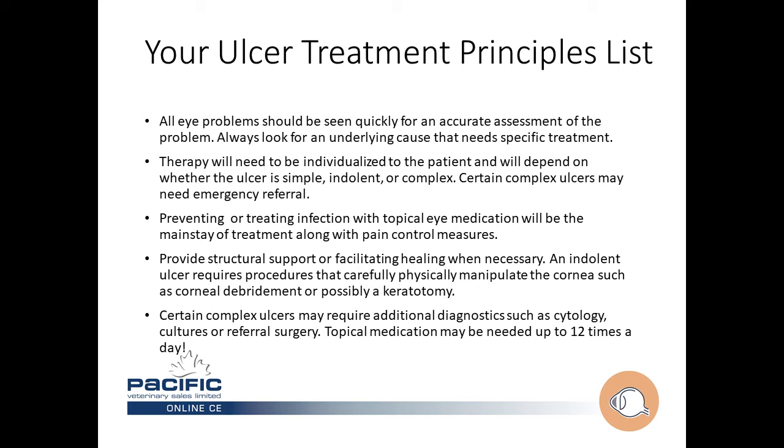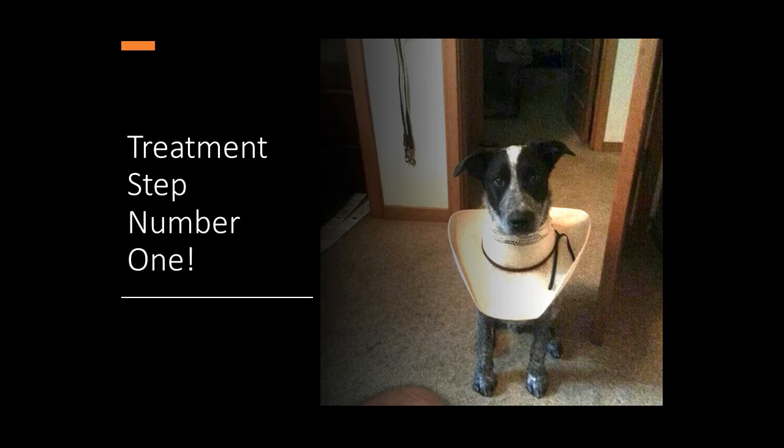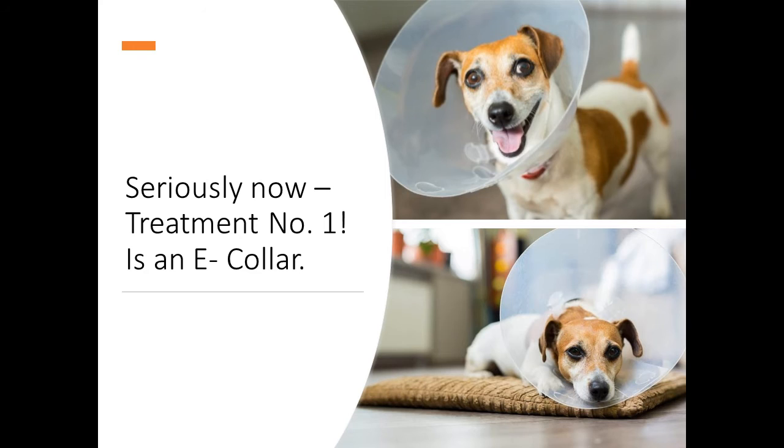An indolent ulcer requires procedures that carefully physically manipulate the cornea, such as corneal debridement or possibly keratotomy. Certain complex ulcers may require additional diagnostics such as cytology, cultures, or referral surgery. Topical medication may be needed up to 12 times a day. Treatment step number 1, keep that eye safe. The first step is getting an e-collar on that patient to prevent any further scratching, rubbing, irritation, or trauma to that eye.